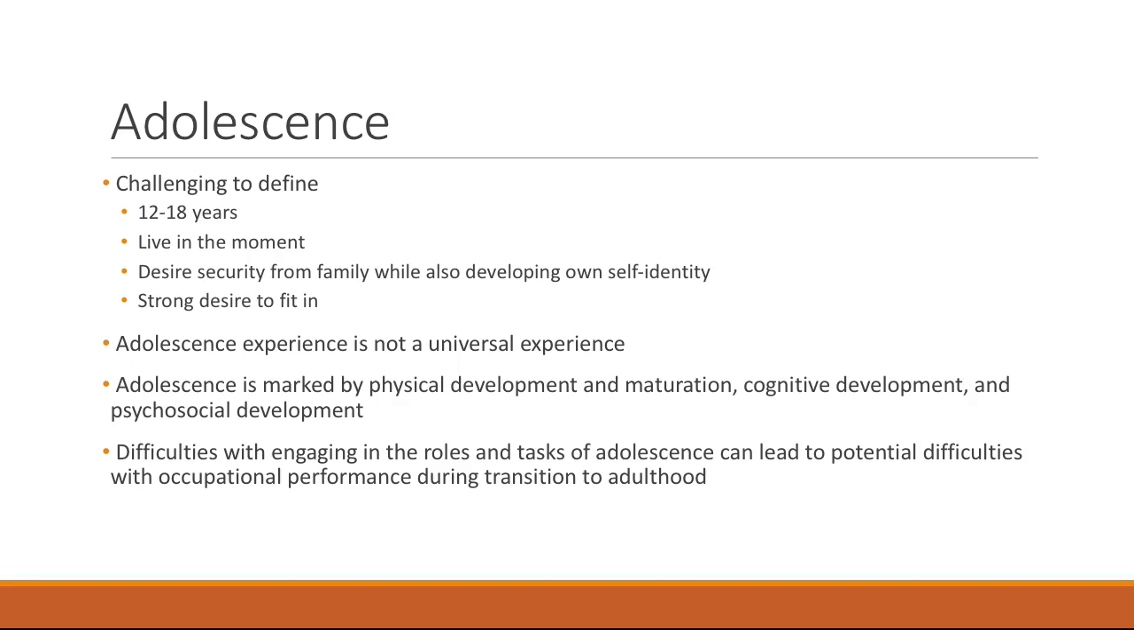However, it's important to note that the experience of adolescence is not the same universally. In fact, the common characteristics I just shared that are here on the slide are typically a reflection of the American adolescence experience, and so may look very different in other parts of the world. But generally, as they develop, adolescents tend to establish norms and lifestyles that reflect the value and culture of their peers and families. Difficulties with engaging in the roles and tasks of adolescents can lead to potential difficulties with occupational performance as they begin their transition into adulthood.